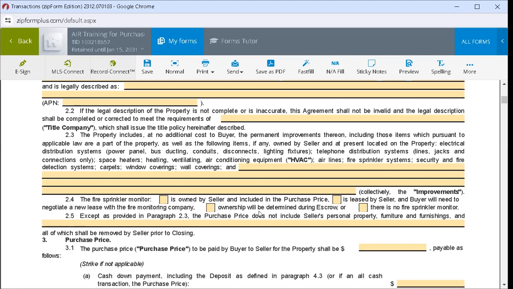We're on 2.4 and in the contract. The ownership will be determined during escrow. That's perfectly fine to check. If you don't know, or if you know for a fact there's no fire sprinkler monitor, you could check that. But generally I'm seeing ownership will be determined during escrow.